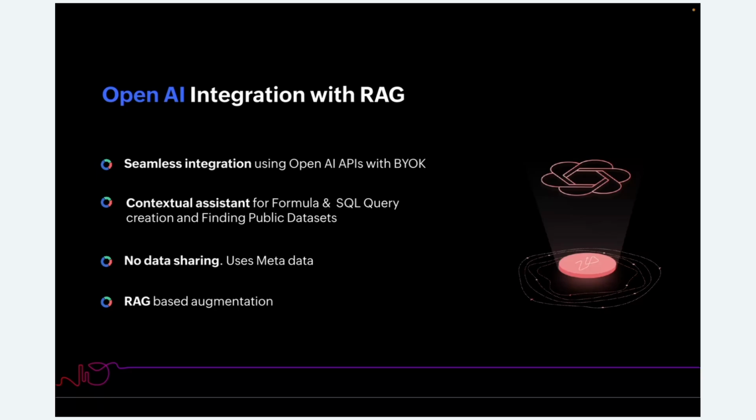Importantly, this integration ensures that no sensitive data is shared. It operates only using metadata. So this means we can harness the AI's power without compromising data privacy. We leverage RAG-based augmentation. RAG is retrieve and generate. So this enhances our data analysis capabilities by allowing AI to retrieve the relevant information and generate insights tailored to our needs.